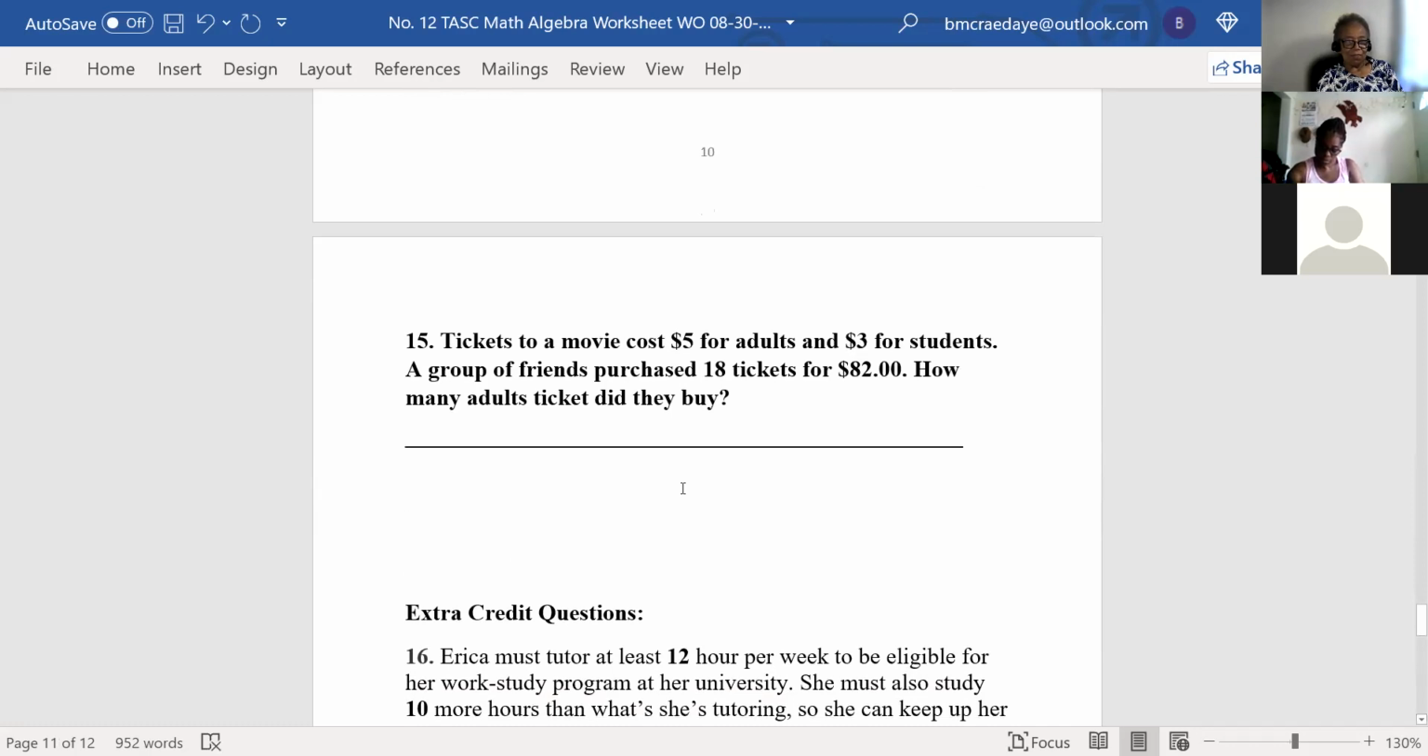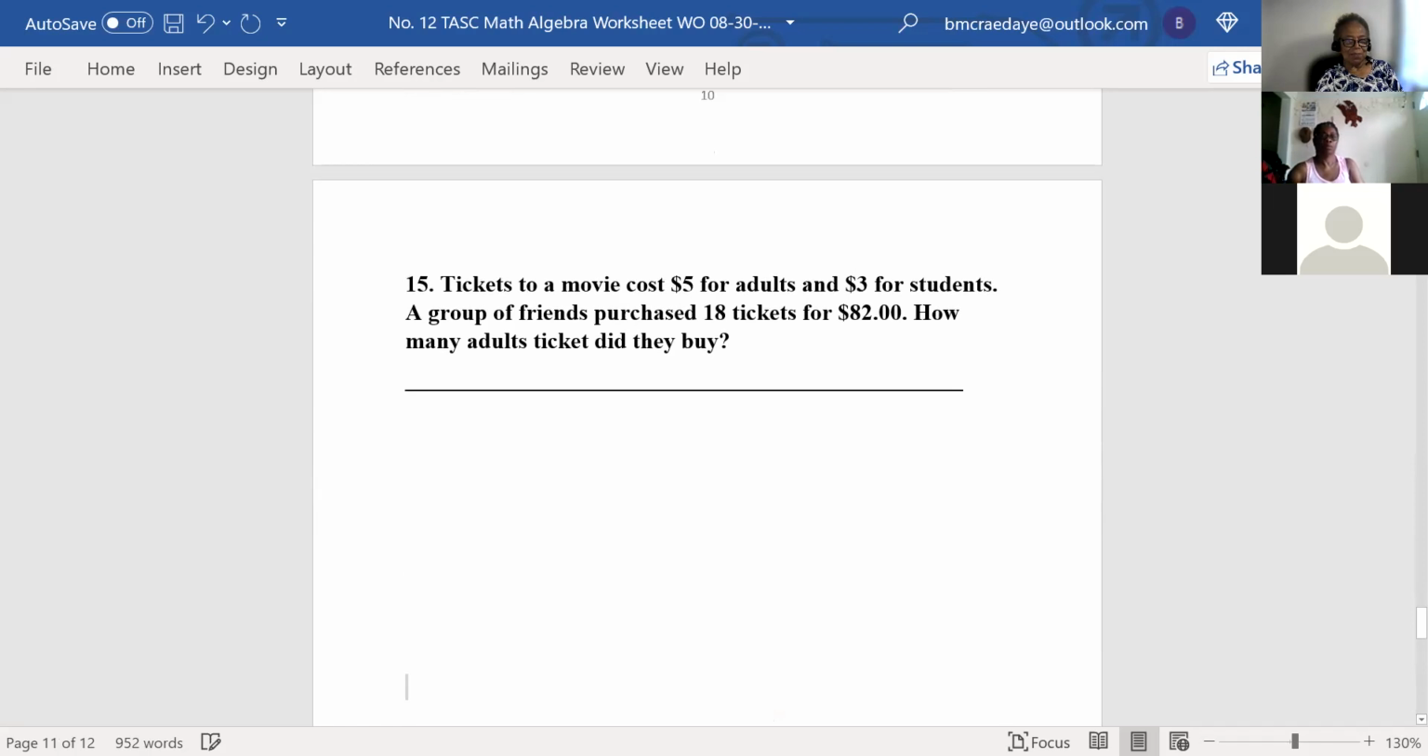Okay, Vanessa, read 15. Tell me how you would solve it. Tickets to a movie cost $5 for adults and $3 for students. A group of friends purchased 18 tickets for $82. How many adult tickets did they buy?